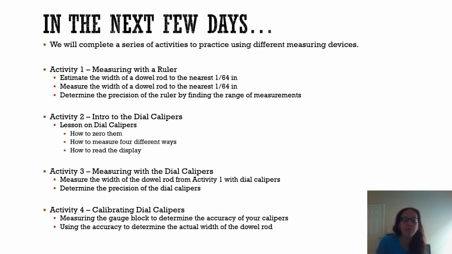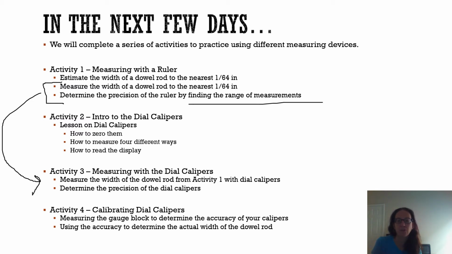Activity 3 will be measuring with the dial calipers, and pretty much what you're going to do is go back to activity 1 and repeat that activity, only this time using something called the dial calipers. And then you will determine the precision of the dial calipers doing the same thing that you did for the ruler. And the last activity will be calibrating the dial calipers, and this has to do with the accuracy.